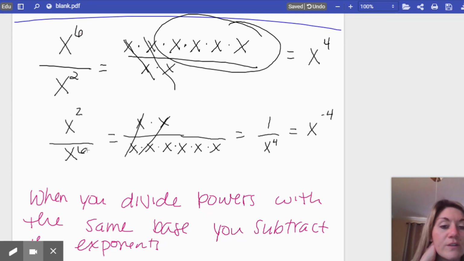Now here, you would do the same thing, but the party's in the basement. There's more people down there. So when you subtract, you do 6 minus 2, and you get 4, but the party stays in the basement.